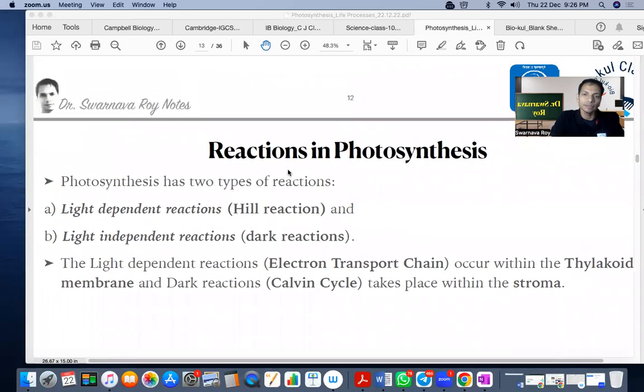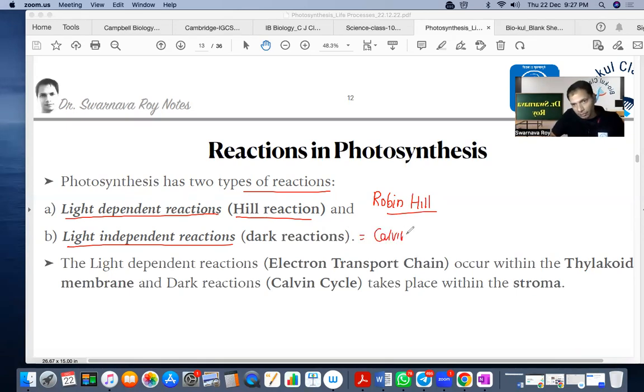As I said, photosynthesis can be divided into two main parts. We have two types of reactions. We have the light-dependent reactions, which are also called the Hill reaction, based on the discoverer Robin Hill. The British scientist Robin Hill discovered the light reactions, so it is also called the Hill reaction. And the second kind is the light-independent reaction, which is the dark reaction, also called the Kelvin-Benson cycle. It's a cyclic reaction, so it's called a cycle.